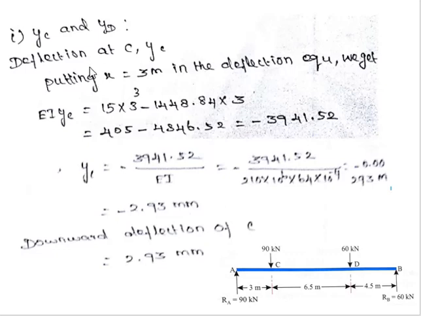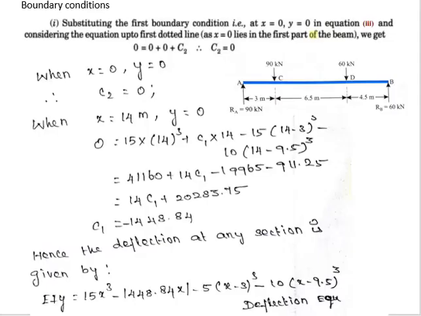Listen carefully, students, this is the deflection at point C only, up to point C only. This equation, 15x cubed minus 1448.84x, is up to point C, because this 90 is up to the point C value only. This 90 is up to another distance, 6.5 meter. So you take only this RA reaction step. This RA reaction comes from 15x cubed minus this constant value only.